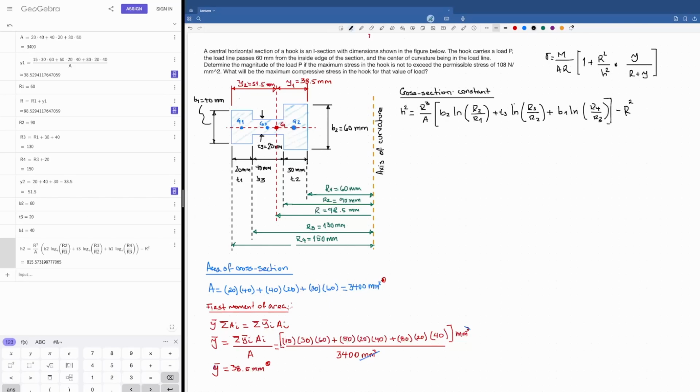All right, this is giving me here H, the cross-section constant, equal to 815.57 square millimeters. And this is a value I need. Then the other value I could calculate right away here is, for example, the value of the bending moment.